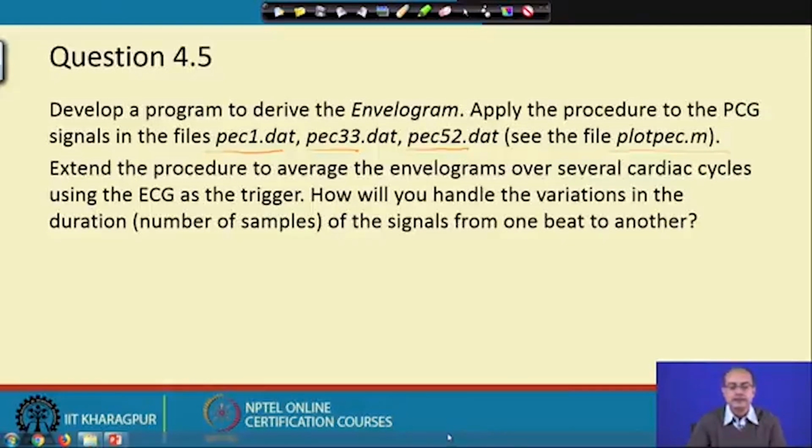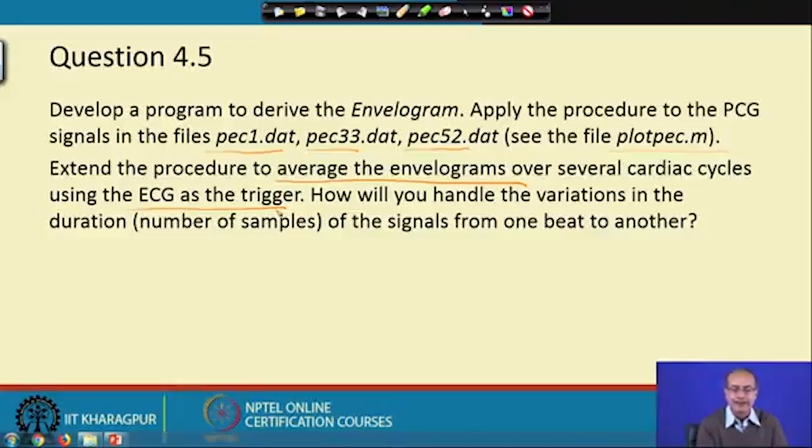Now, these 3 PCG files, phonocardiogram files, we have to produce the averaged envelogram over the several cardiac cycles using ECG as a trigger. And another question we have: because the cycles would vary, how do we handle that variation in the length of the signal from one beat to the other beat?